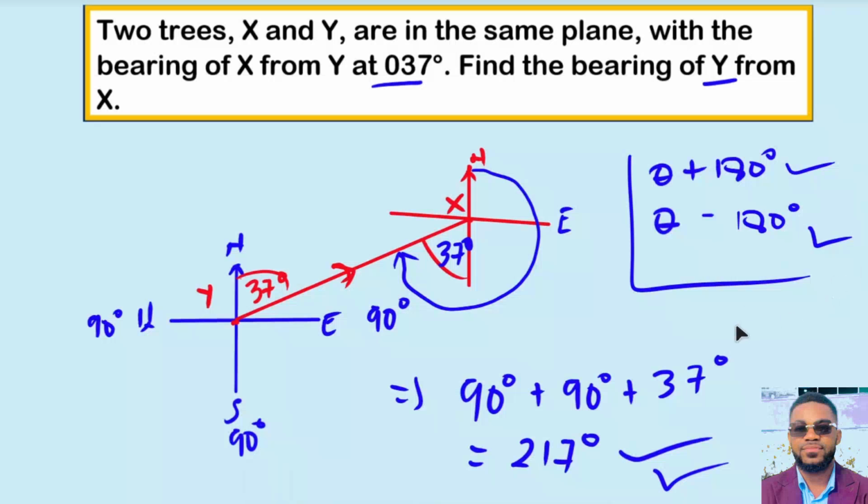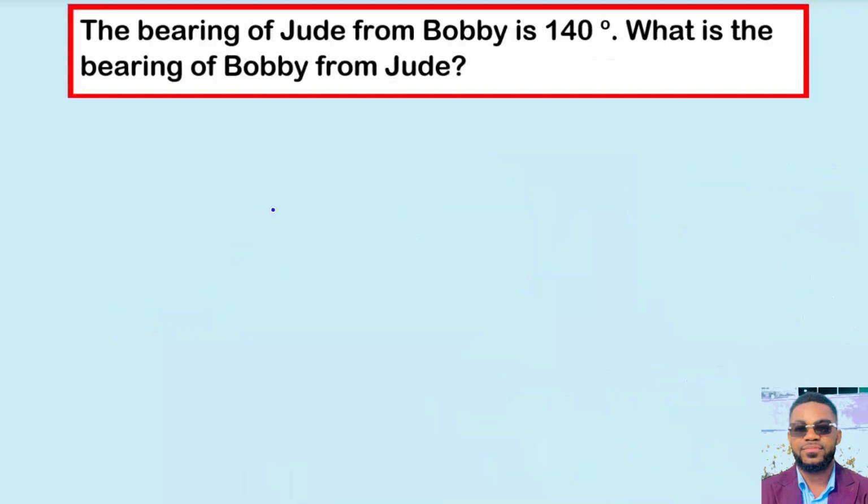But here we are using the diagram to get the answer. So take note of that. Now we can move on to the next question. The bearing of Jude from Bobby is 140 degrees. We have to find the bearing of Bobby from Jude. So this is a typical back bearing question where we are going to use a diagram to get the answer.